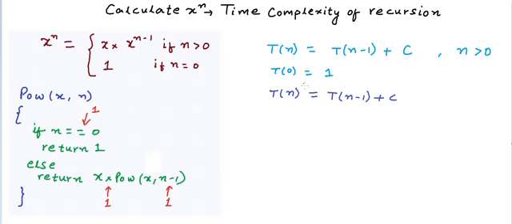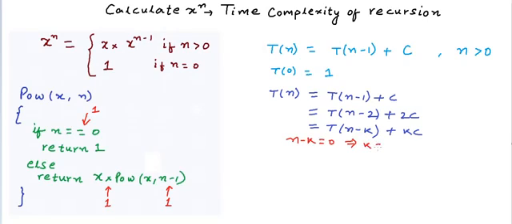Now let's try to solve this recurrence relation and try to express it in terms of the base condition, which is t0. Now this is pretty straightforward. Tn minus 1 can be written as Tn minus 2 plus c, so this will be Tn minus 2 plus 2c, and we can go on like Tn minus 3 plus 3c, or if we want to write it in some generic form, then Tn minus k plus k into c. Now we want to express this in terms of t0. So in that case, n minus k will be equal to 0. That will imply k will be equal to n.